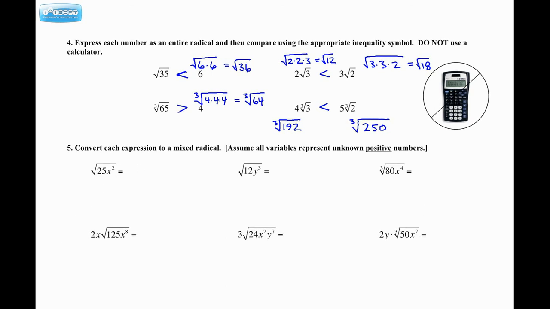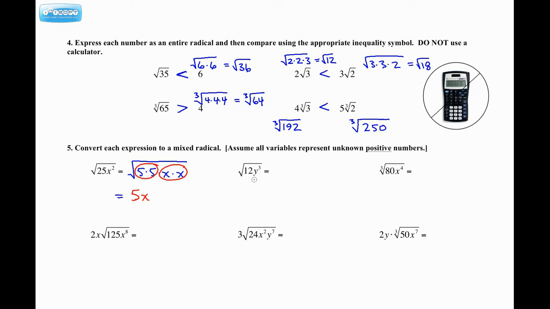So we're just going to break everything down. The square root of 25x squared. I know that that is 5 times 5 times x times x. That's just breaking everything down. And this is a square root, so we're just looking for groups of 2. Well, I have 2 groups of 5 and 2 groups of x, which is nice. That actually takes care of everything, so there's going to be no radical left over. I'm going to have 1 factor of 5 here and 1 factor of x. So the square root of 25x squared is 5x. There's no radical left over.